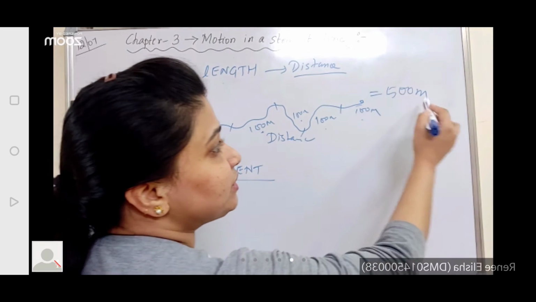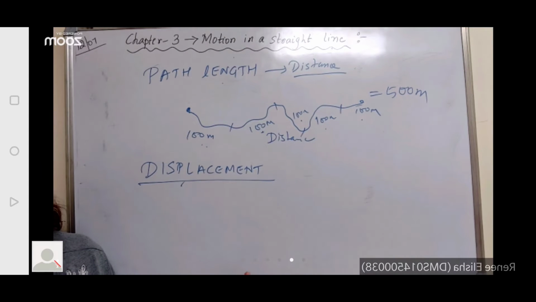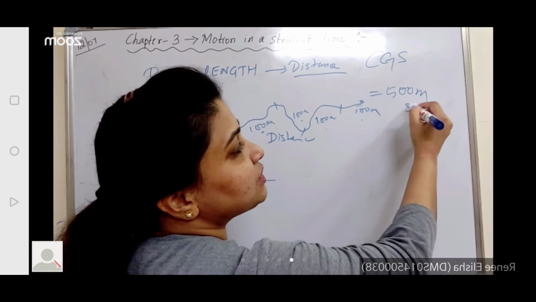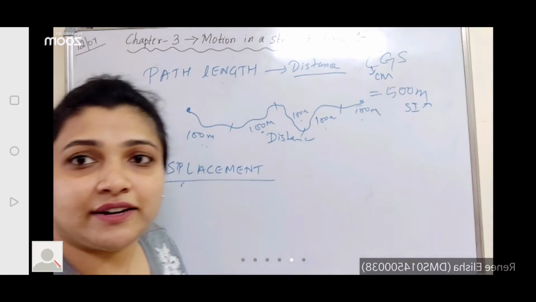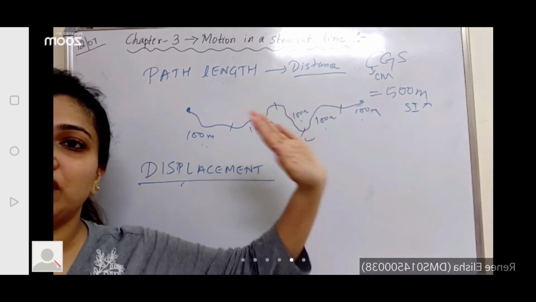And the SI unit of distance is meters. What is it in the CGS system? In the MKS system, we call it meters. In the SI system, we call it meters. In the CGS system, we call it centimeters. So these are nothing but different measurements of distance.